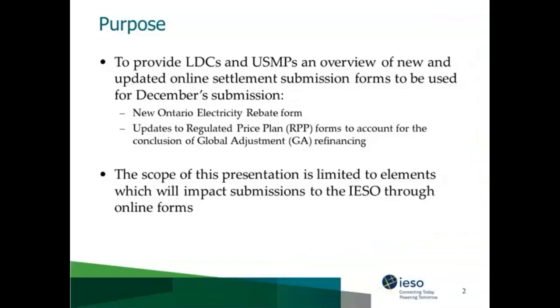So the purpose of this webinar is to inform local distribution companies and unit submeter providers of an overview of new and updated online settlement submission forms that will be available starting December. The new form is called the Ontario Electricity Rebate Form, and changes to the existing regulated price forms will also be covered as a result of the conclusion of global adjustment refinancing. The scope of this presentation is limited to the impacts to the submissions to the process on the online IESO.